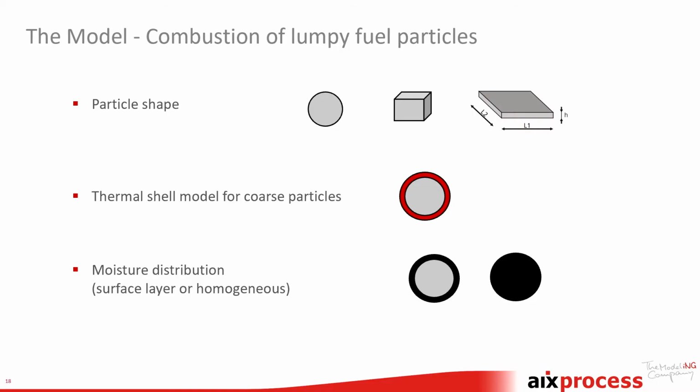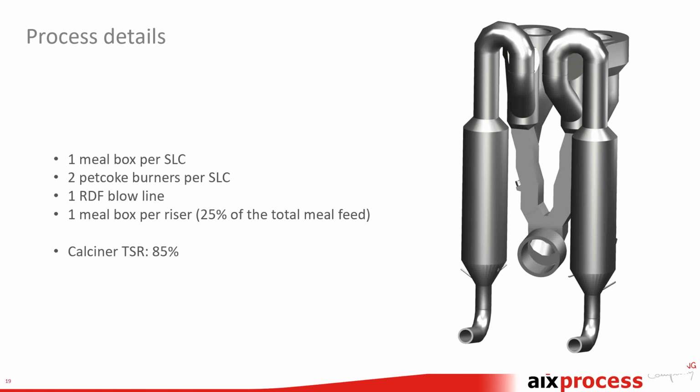But we also have to consider particle shape, and since we also have quite large fuel particles, we have to consider a thermal shell model for these coarse particles, because assuming that the temperature is the same within the particle for these large particles is not giving the right answers. So we have implemented a thermal shell, so only the outer shell of the particle reaches the temperatures within the calciner and is also considered for the reaction. And we also have to look at the moisture distribution within the particle. Is it only on the surface or is it homogeneously distributed within the particle? So these are some process details.